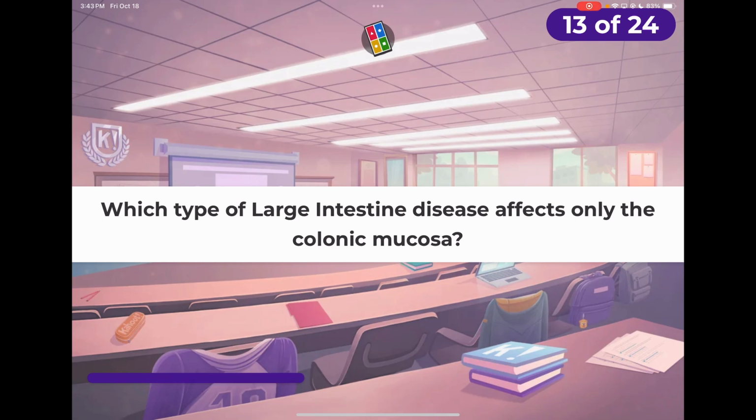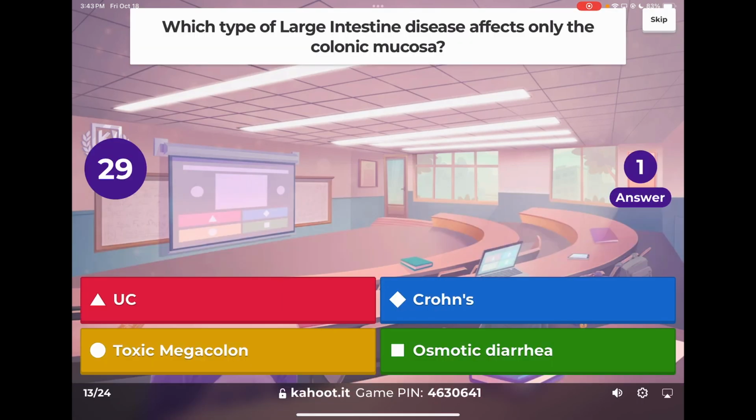Okay, what type of large intestine disease affects only the colonic mucosa? Just the mucosal layer. Which one is just the mucosal?